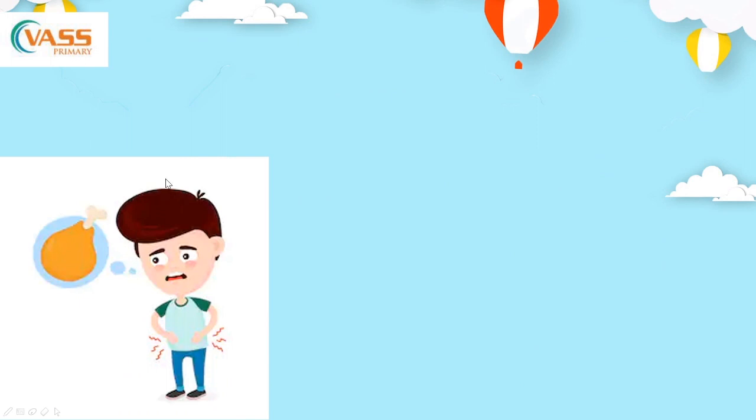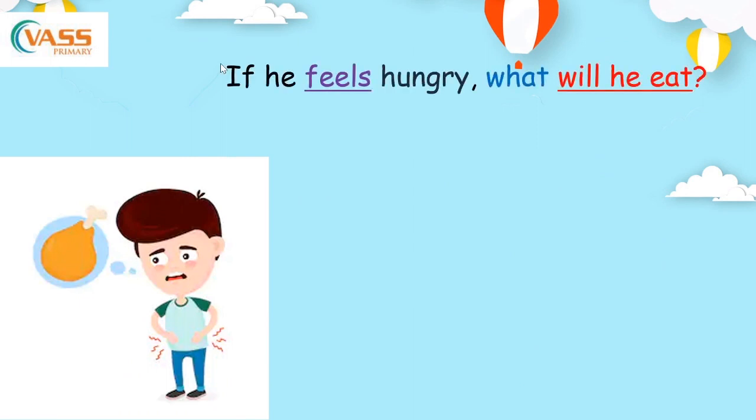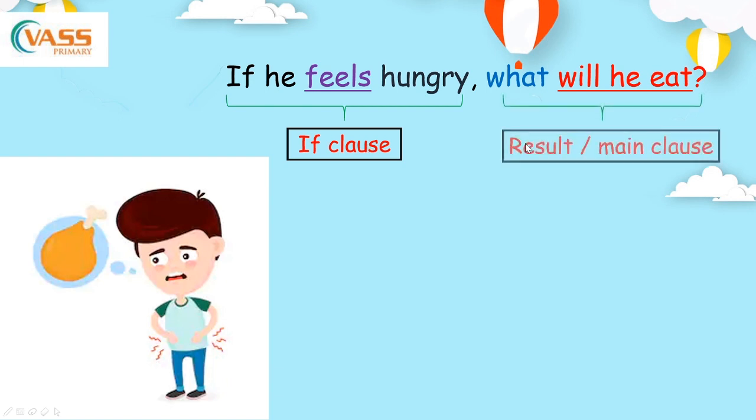All right, look at this guy. What does he want? If he feels hungry, what will he eat? If he feels hungry is our if clause. What will he eat is our main clause. If clause, result, main clause.